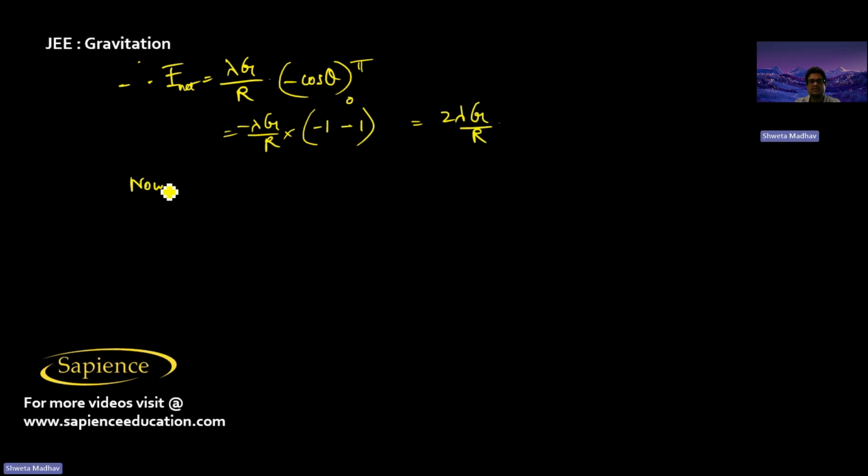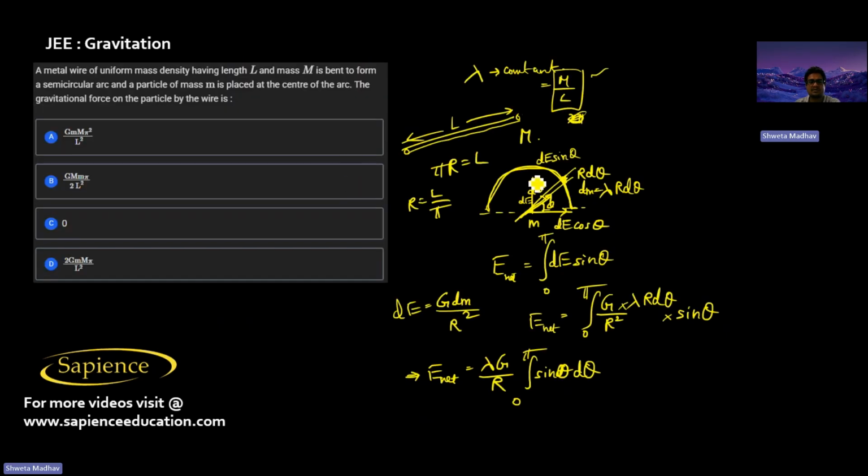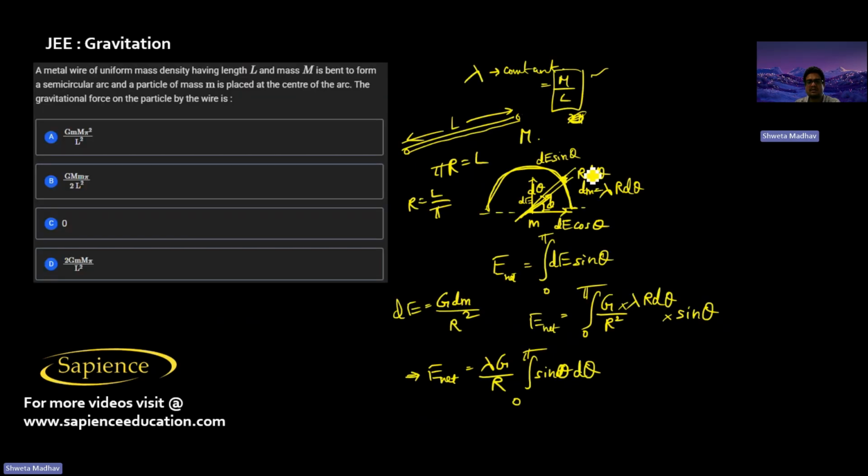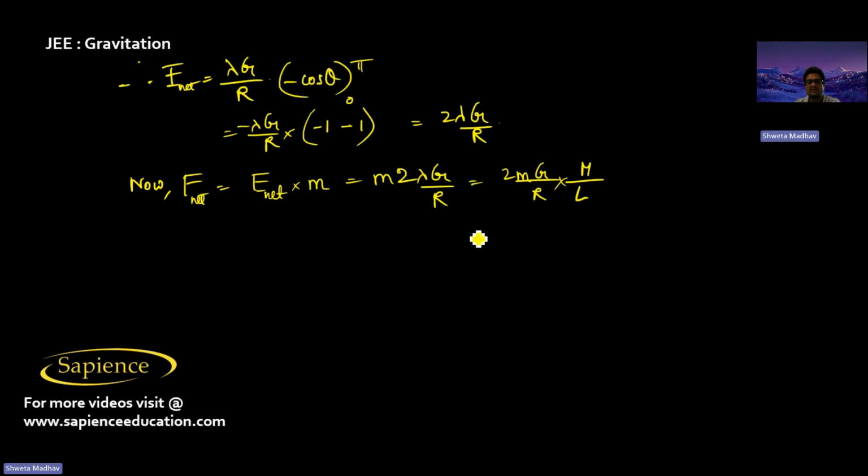Now therefore the net gravitational force experienced is equal to the net gravitational field at the center into the mass, which is kept, that is smaller m. So that is m into 2 lambda g by r, that is equal to 2 m g by r into lambda. Lambda is m by l, and r is equal to l by pi.